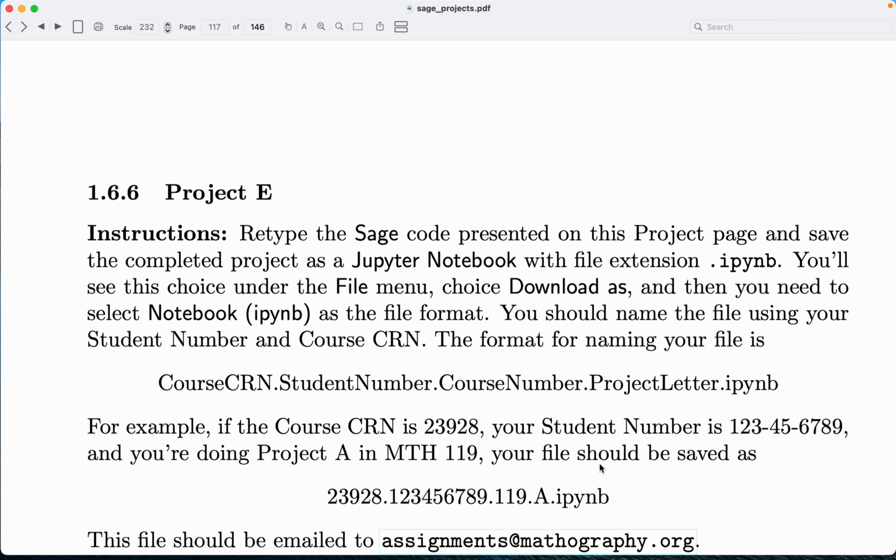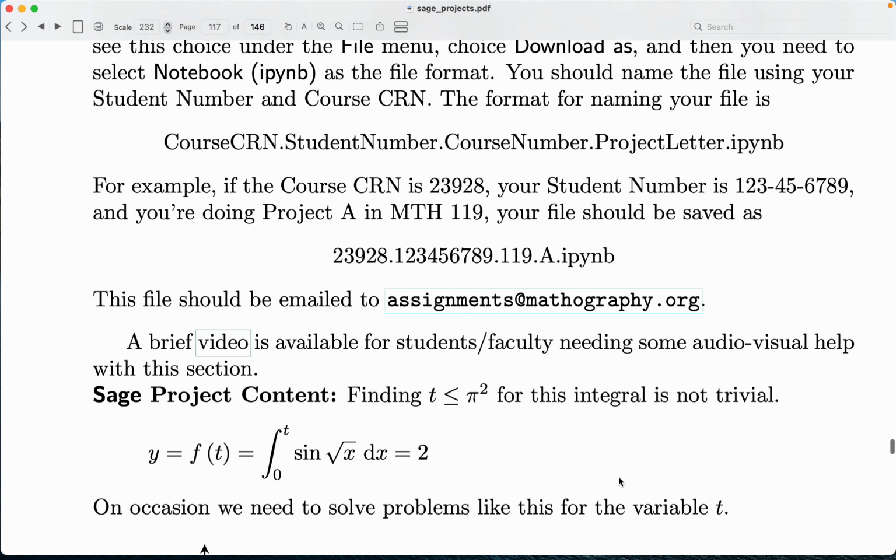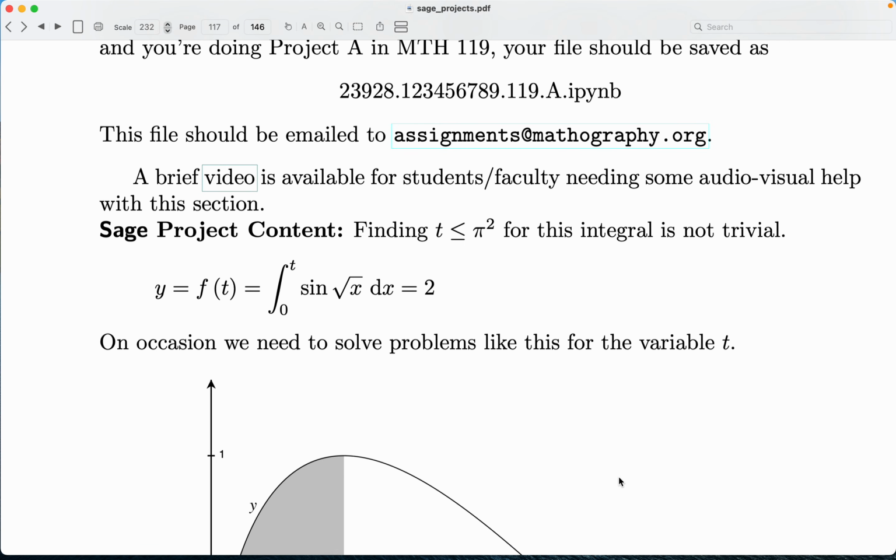Okay, we're on project E, in the Math 122 SAGE project. We have a document, and we're expecting you to read it and understand what it's telling you to do. It's about finding t, where t is less than or equal to pi squared, for the integral, and the integral is this one over here.